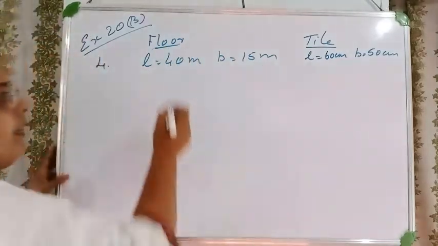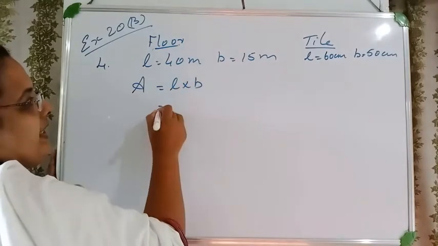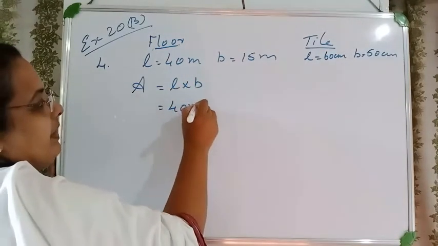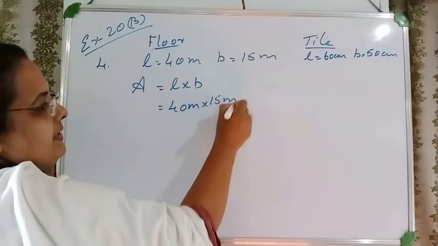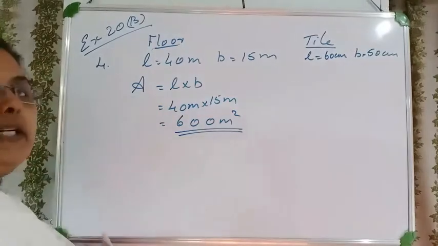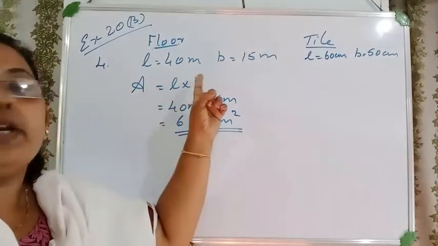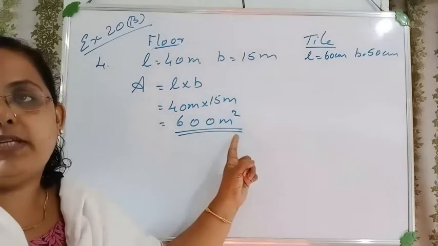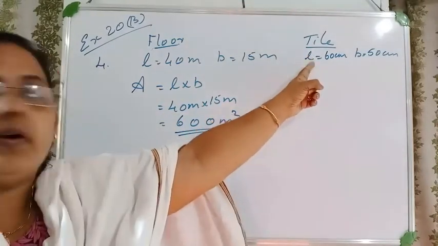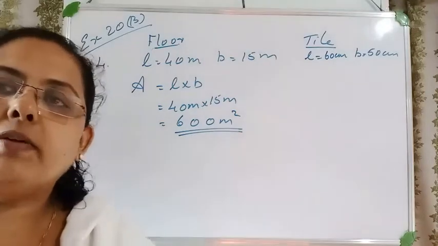Okay, so area is equal to length into breadth, that is equal to 40 meters into 15 meters. What will be that? It is 600 meter square. So the area of the floor is 600 meters square. Now next is about the tiles. We have to paste tiles there. We have to lay down the tiles there.